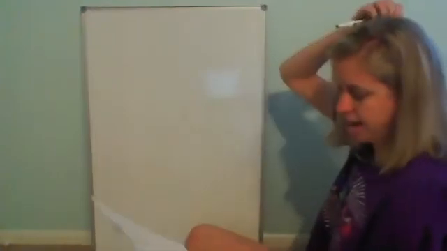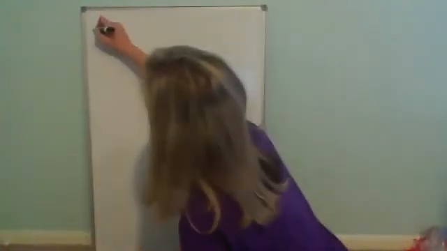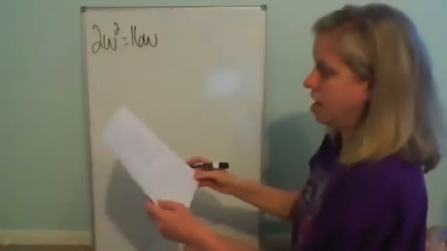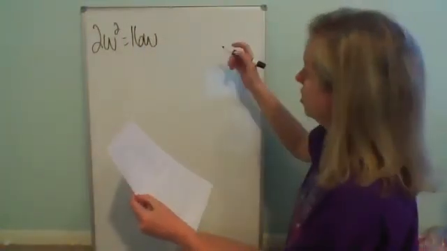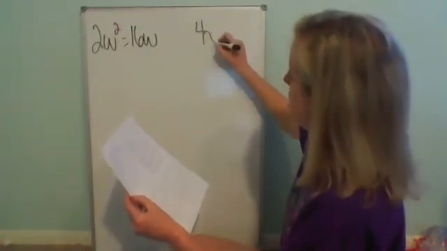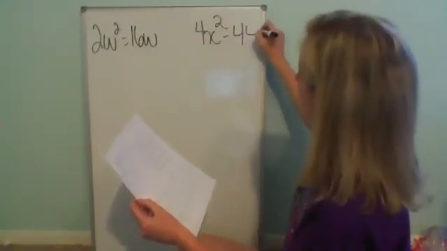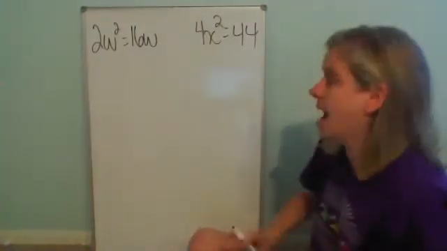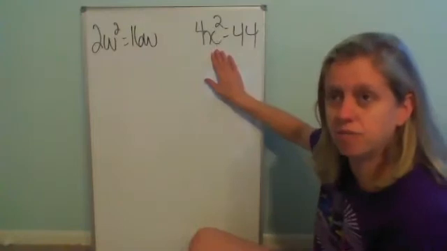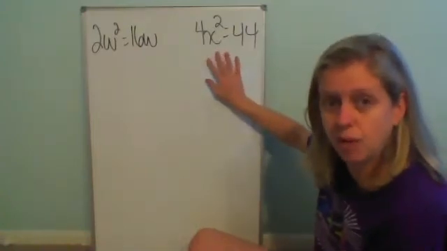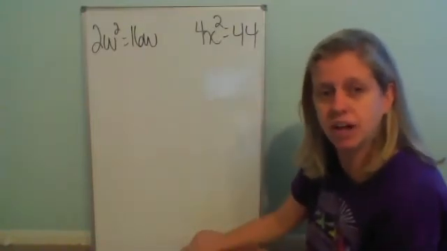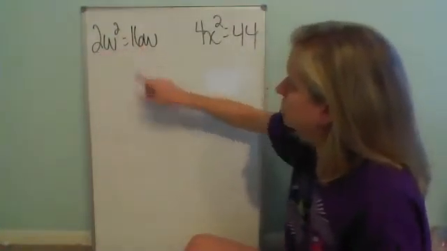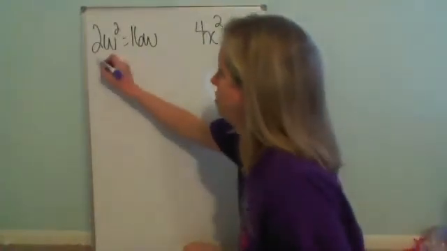All right, number 8 says 2w squared equals 16w. Number 4 that we worked earlier said 4x squared equals 44. So why am I going to work these differently? I think this one's a good candidate for square root property, which is how we worked it. We got the x squared by itself. This one is not, because if I divide both sides by 2, don't do this. Don't write this down.